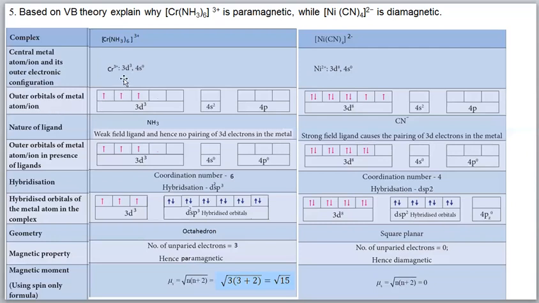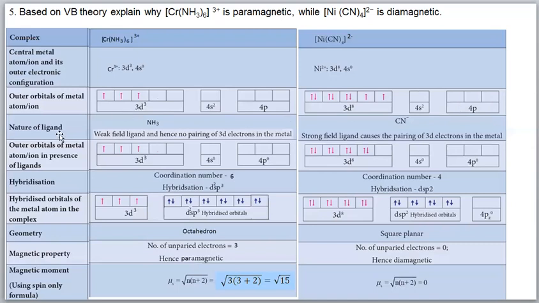Then the outer orbital of the metal atom or ion. So the 3d orbital has 3 electrons. Okay, the 3d orbital has 3 electrons. All are unpaired. 4s orbital is vacant. 4p orbital is also empty. For nickel Ni2+, you see here 3d8, 5 d orbitals are there, 8 electrons are there. So 3 pairs and 2 unpaired electrons. 4s is 0, no electron, so it is empty. 4p also empty.